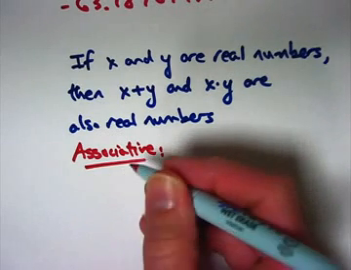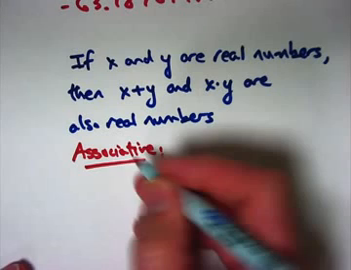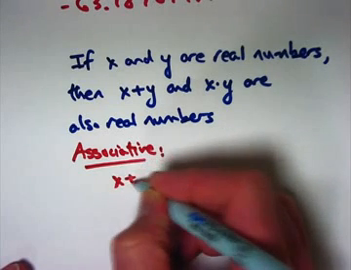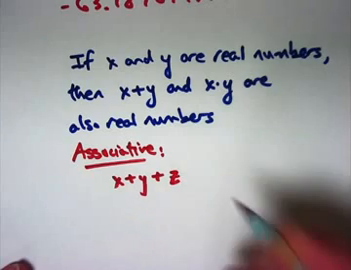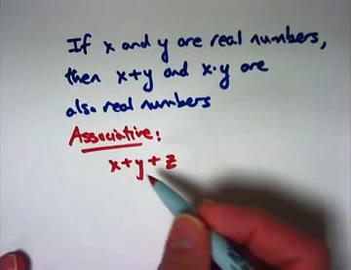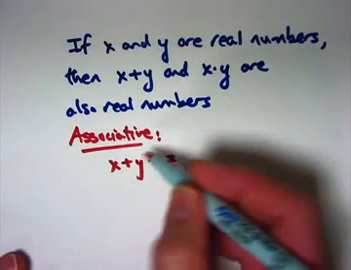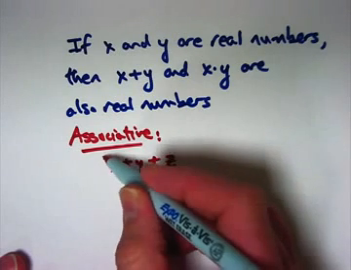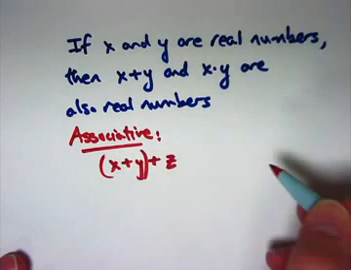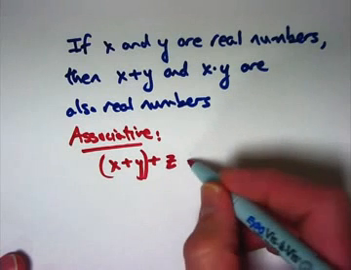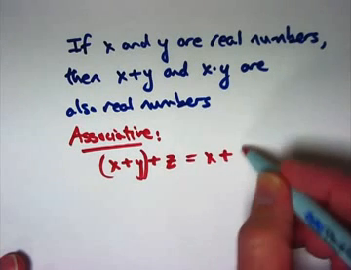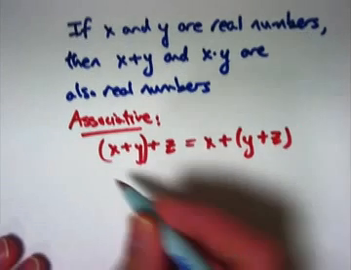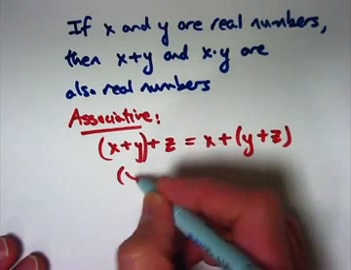Doesn't matter where you put parentheses, it doesn't matter how you associate these numbers with respect to operations. If you've got x plus y plus z, where x, y, and z all now represent numbers, in fact, I can write it like this without parentheses, because it doesn't matter whether I do x plus y first and then add z, or do y plus z first and then add x. Same thing with multiplication.